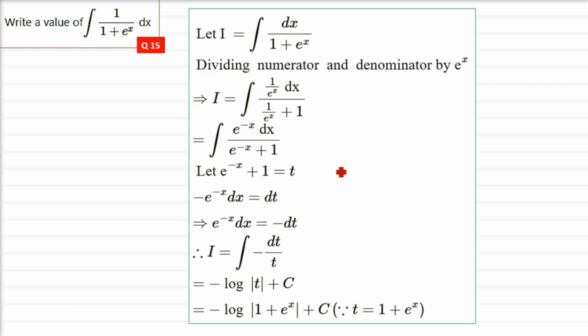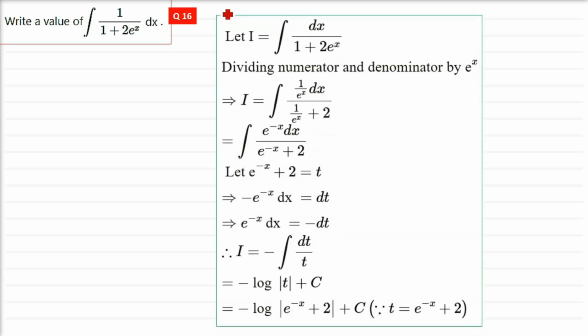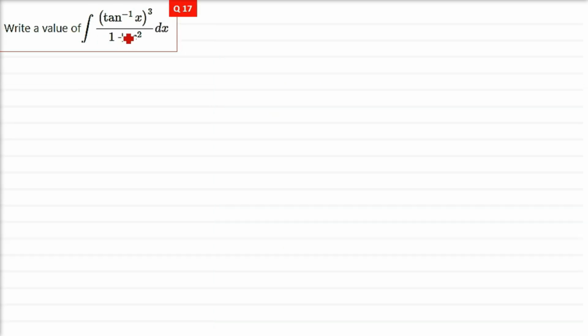Please remember, division by e raised x is the key, and taking 1 plus e raised minus x as t will be done here also. So let me just show it to you, because I'm quite confident that you'll be able to solve it if you refer to the previous question, which we have explained in detail. The same thing is done here. Again, it's a very straightforward question.